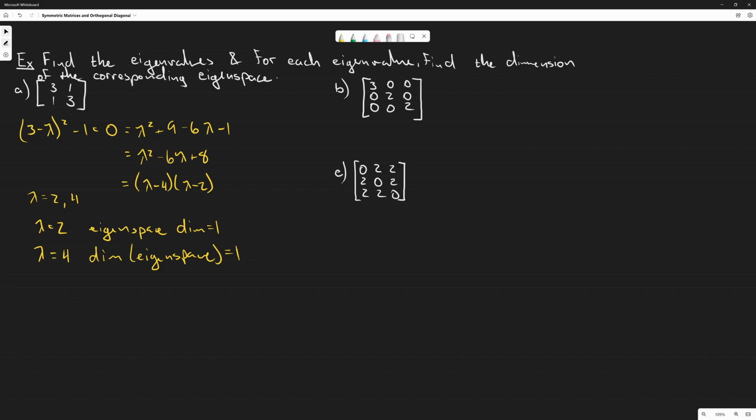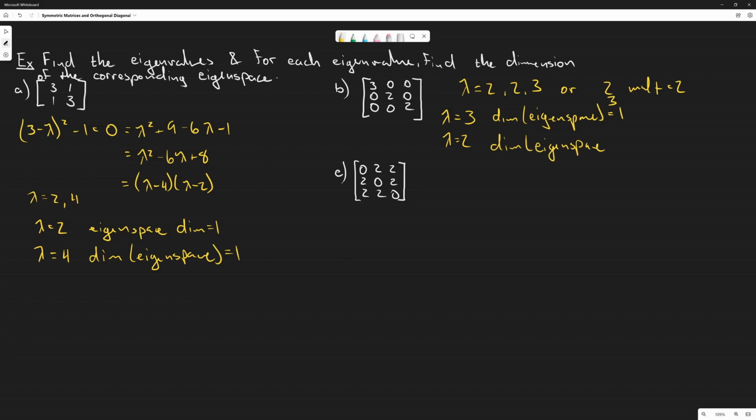For the second part, part B, we are given, again, a symmetrical matrix. What's cool about this one is that it is already a diagonal matrix. So that means our eigenvalues are 2, 2, and 3, or 2 with a multiplicity of 2, and 3. So for our eigenvalue equal to 3, the dimension of the eigenspace is equal to 1, and for lambda equal to 2, the dimension is equal to 2 because it has a multiplicity of 2.